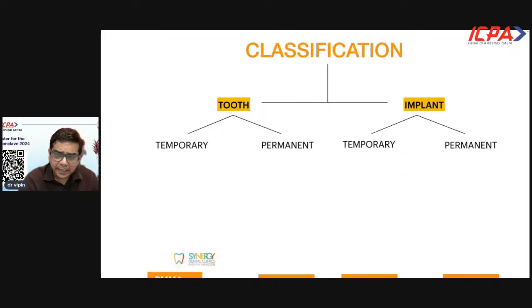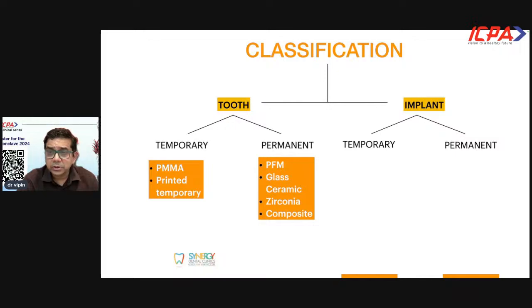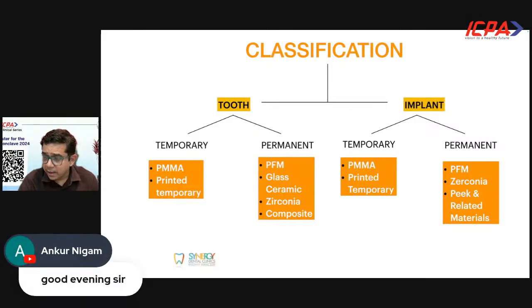So to make my presentation simple, I have classified the materials into temporary materials on the tooth, permanent materials on the tooth, temporary materials on implants, and permanent materials on the implants. So the temporary materials on the implants which we most commonly use are printed temporary, which are also PMMA, but not as strong as milled PMMA. And permanent material on the tooth, we'll talk about all these materials slowly as the time permits, if Raju allows me to speak for a longer period.